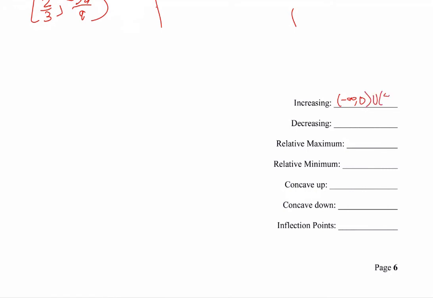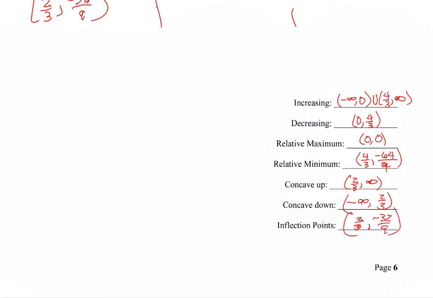Zero union 4/3 to infinity. 0 to 4/3. This is (0, 0). And this is 4/3 to negative 64/9. And this is 2/3 to infinity, negative infinity to 2/3. And this is 2/3 to negative 32/9.